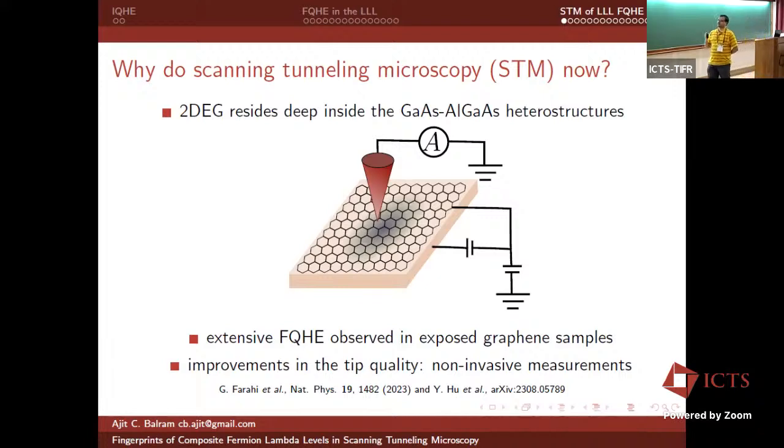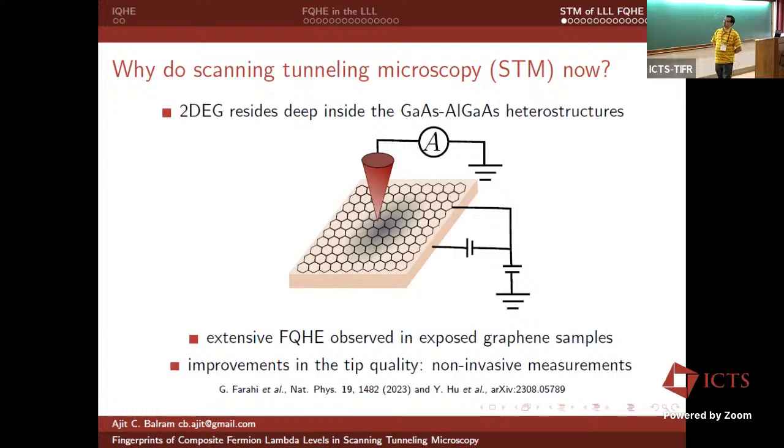One is that the system of choice for a long time in the fractional quantum Hall regime was the semiconductor heterostructures, gallium arsenide, aluminum gallium arsenide, where the 2-DEG is hidden deep inside. So reaching the 2-DEG was a very difficult task, and doing STM on these 2-DEGs was extremely challenging. But as we know, in the past decade and a half, graphene and other van der Waals heterostructures have come up, and extensive FQHE has been observed in these exposed samples. These samples are really exposed to air, so it should be much easier to do STM on them.